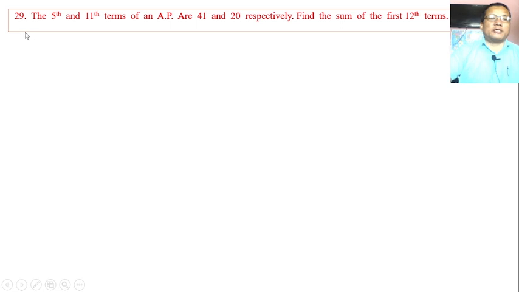Question number 29. The fifth and 11th terms of an AP are 41 and 20 respectively. Find the sum of the first 12 terms.